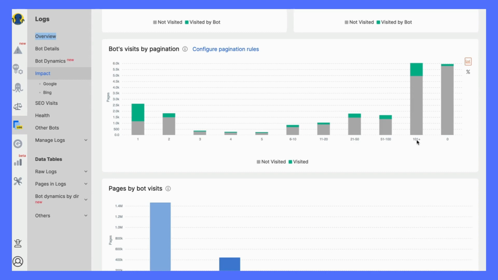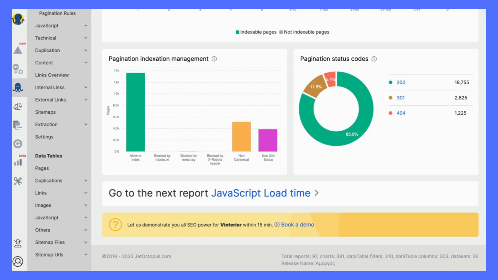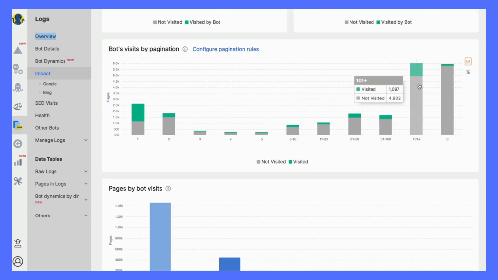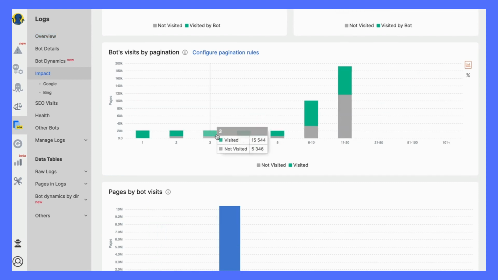And the interesting thing here is to compare the indexation management of this website, and we see that almost all of the pages are open to indexation, and this is the main reason why they have these visits so deep in the site structure.